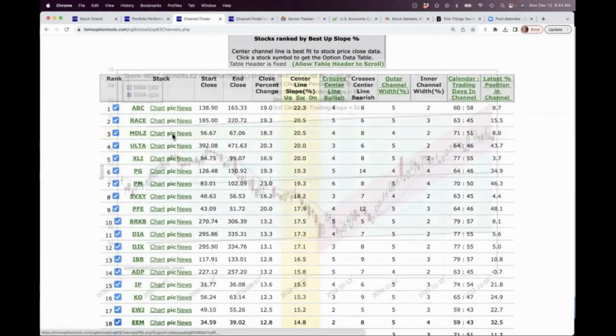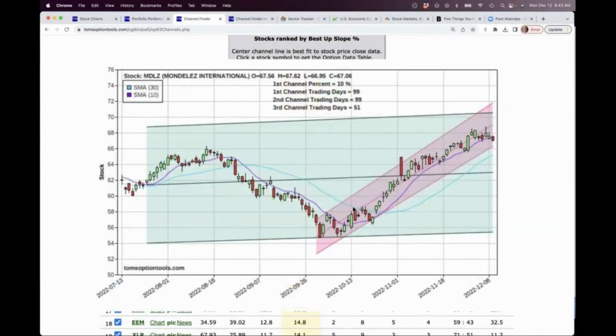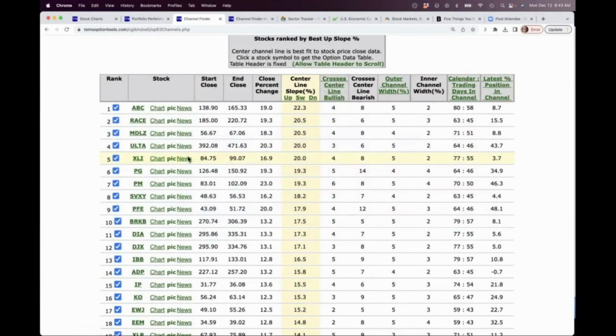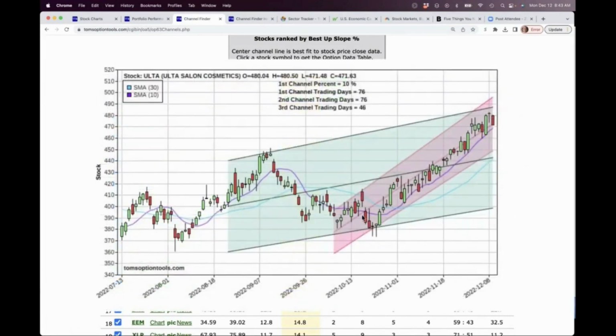Moderna is here. Same general story. The 51-day channel, the pink channel, is going up. Well, how about Ulta Cosmetics? Bullish channel here, but based on the way this channel was calculated, using this high here and those lows there, we're approaching what might be a resistance level at the top of that channel.